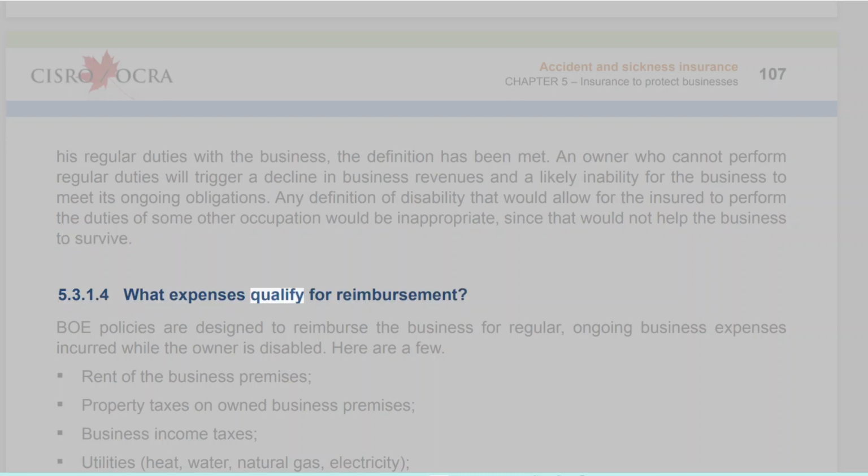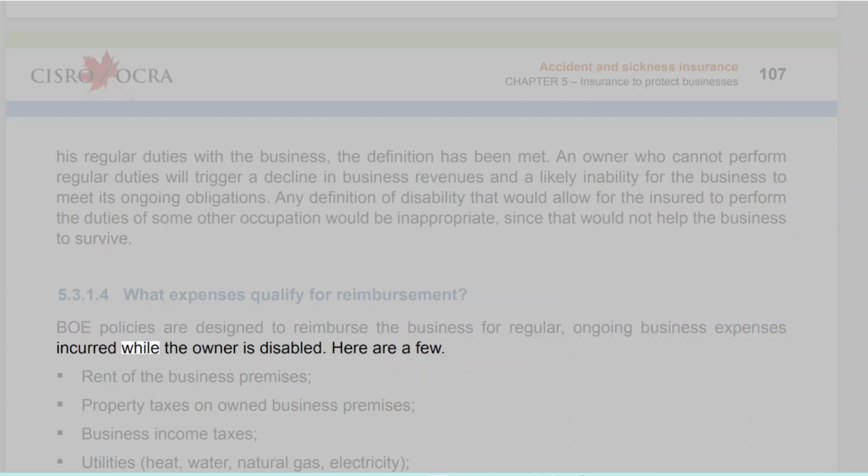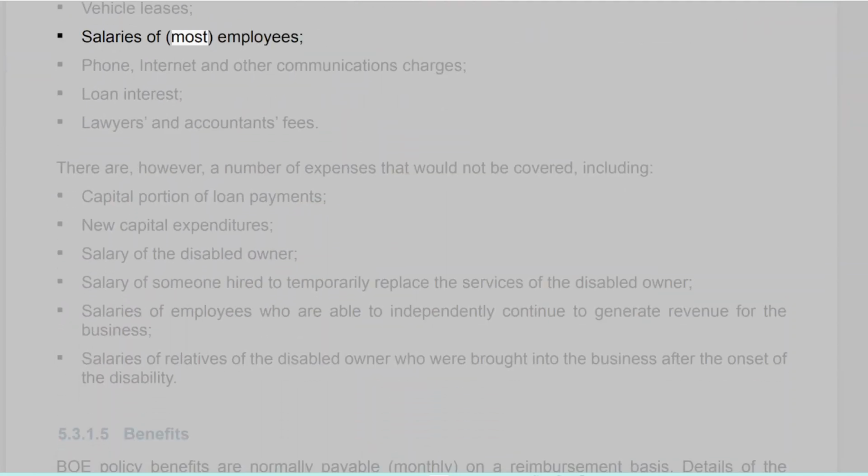5.3.1.4 What expenses qualify for reimbursement? BOE policies are designed to reimburse the business for regular, ongoing business expenses incurred while the owner is disabled. Here are a few: rent of the business premises, property taxes on owned business premises, business income taxes, utilities (heat, water, natural gas, electricity), vehicle leases, salaries of most employees, phone, internet, and other communications charges, loan interest, lawyers and accountants fees.